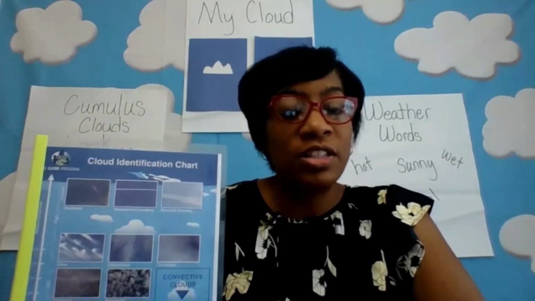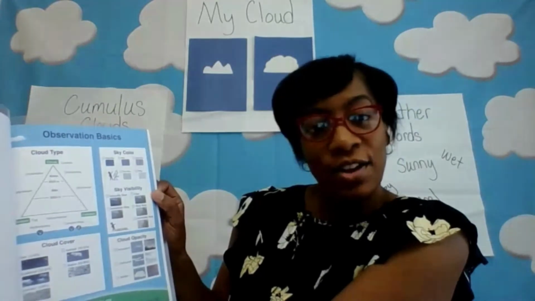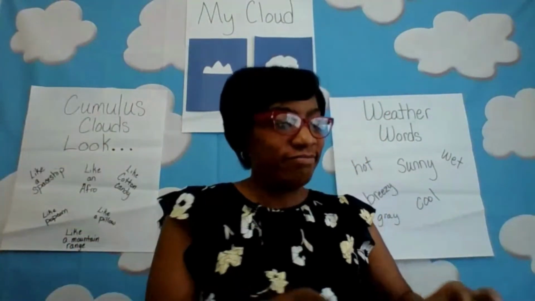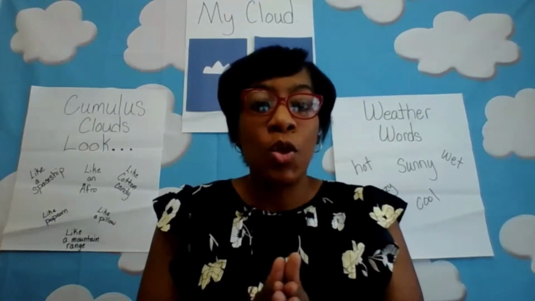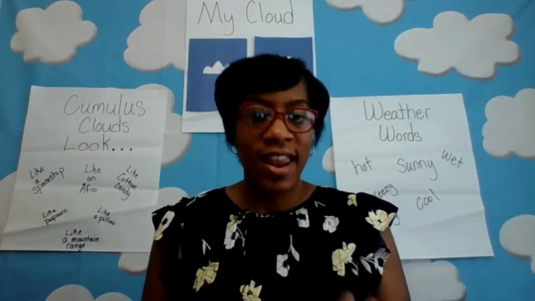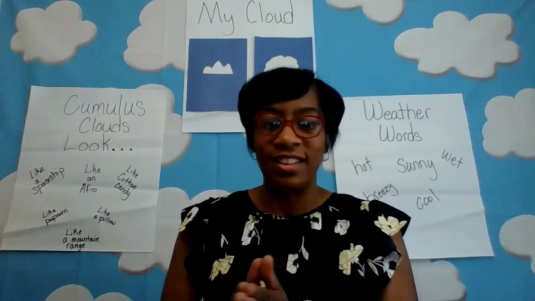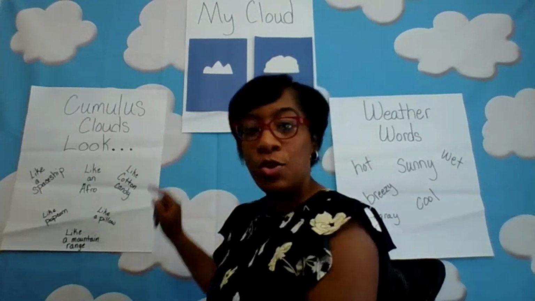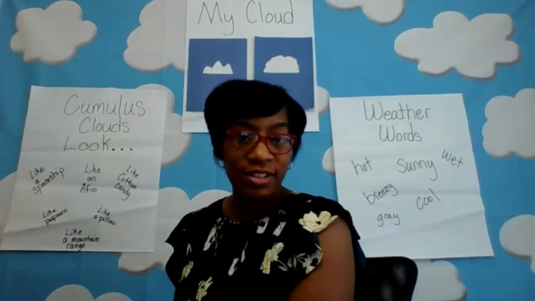The cloud identification chart is going to help you show your child or your student the different types of clouds, and you will get to review observation basics such as sky color and sky visibility. Now, once you finish reviewing your book and the chart, now you're going to actually start on your cumulus cloud look activity. For this activity, you have your students give you the descriptions that they use to describe their clouds.